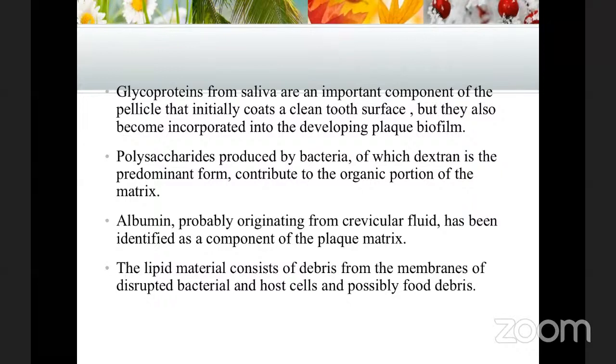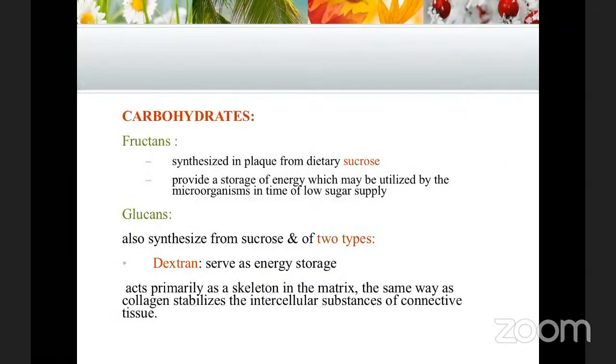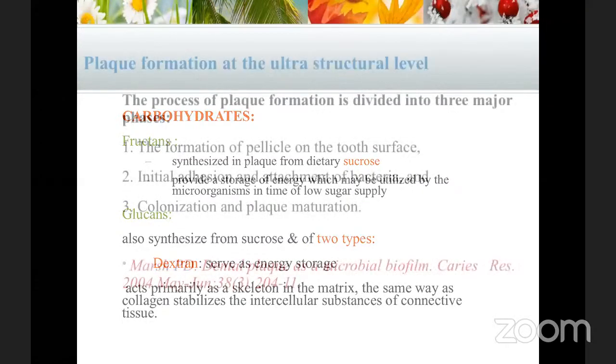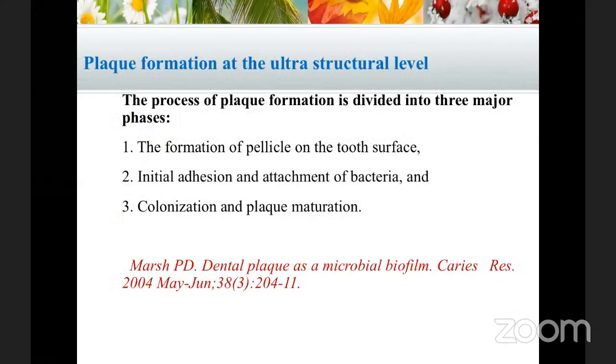These are the substances. Albumin, probably originating from crevicular fluid, has been identified as a component of plaque matrix, etc. These are the carbohydrates which are present: fructans, glucans, dextrans. The pellicle on the tooth surface has the basal layer and the globular layer. The globular layer, we know, is about 1 micrometer thick, and it can be removed, but the basal layer cannot be removed at any time.